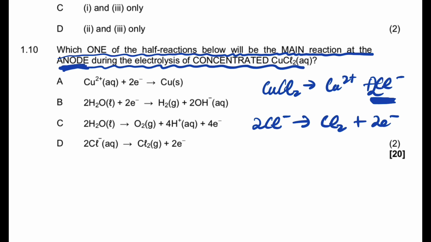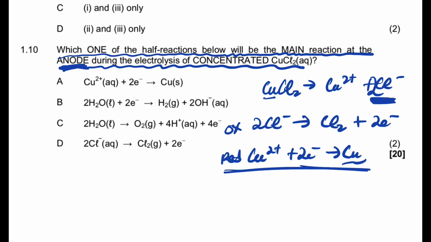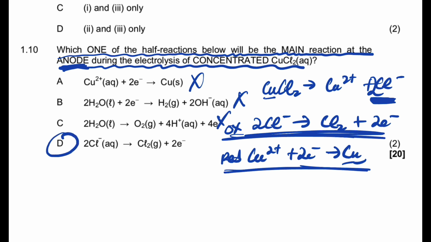So the anode is going to be this, and the copper is going to be reduced, which is going to gain electrons to form copper. It's going to reduce to copper. So this is an oxidation and this is the reduction. So the anode is going to be this one. It's not going to be that, it's not going to be that, it's going to be D. I hope this multiple choice, guys, makes sense.